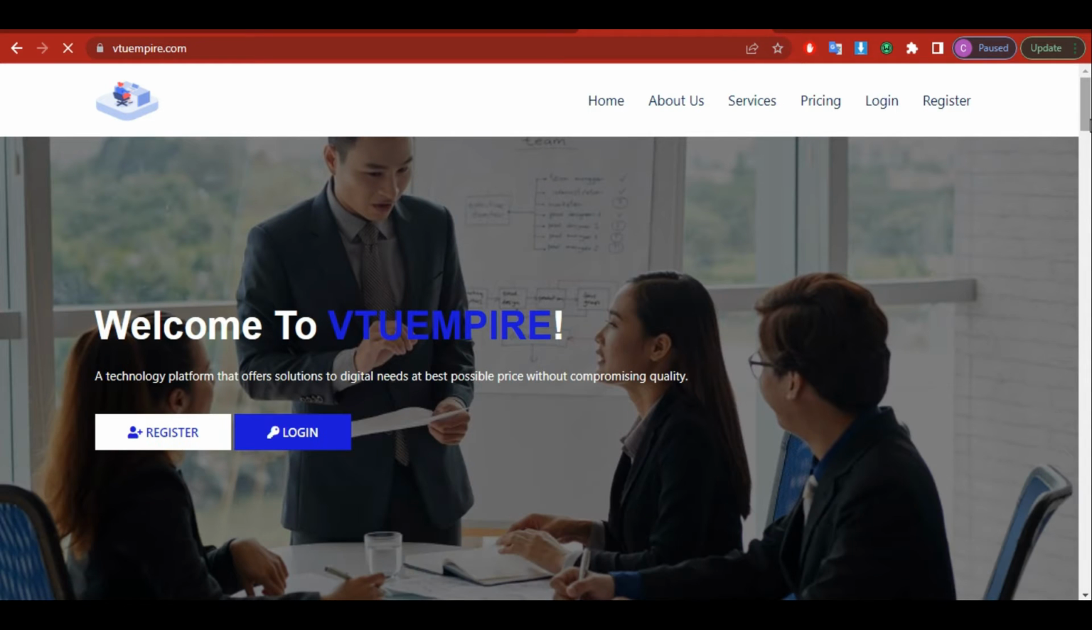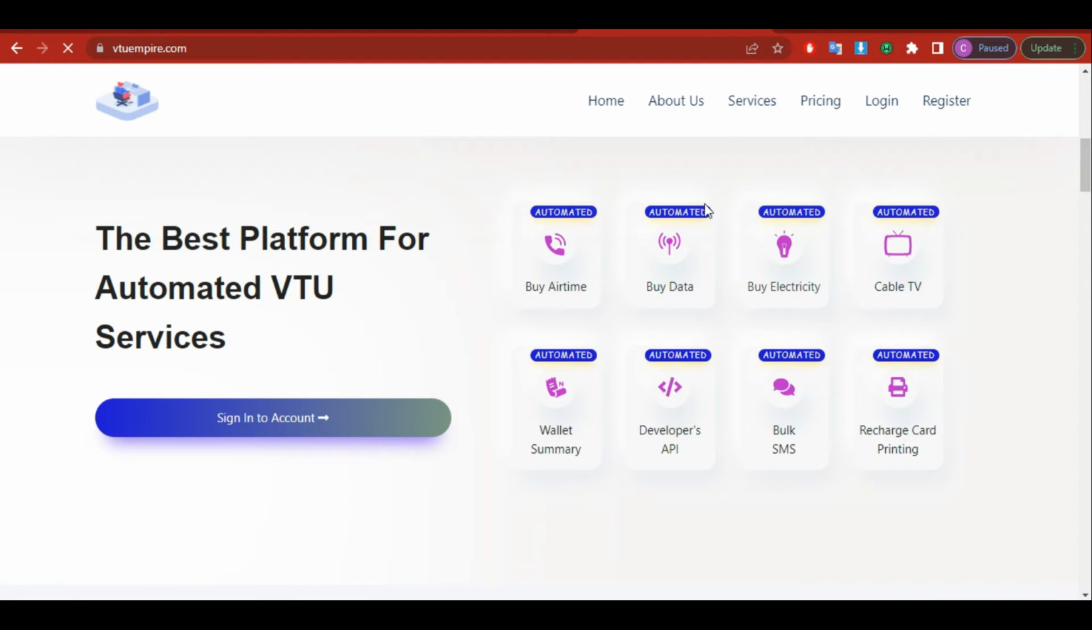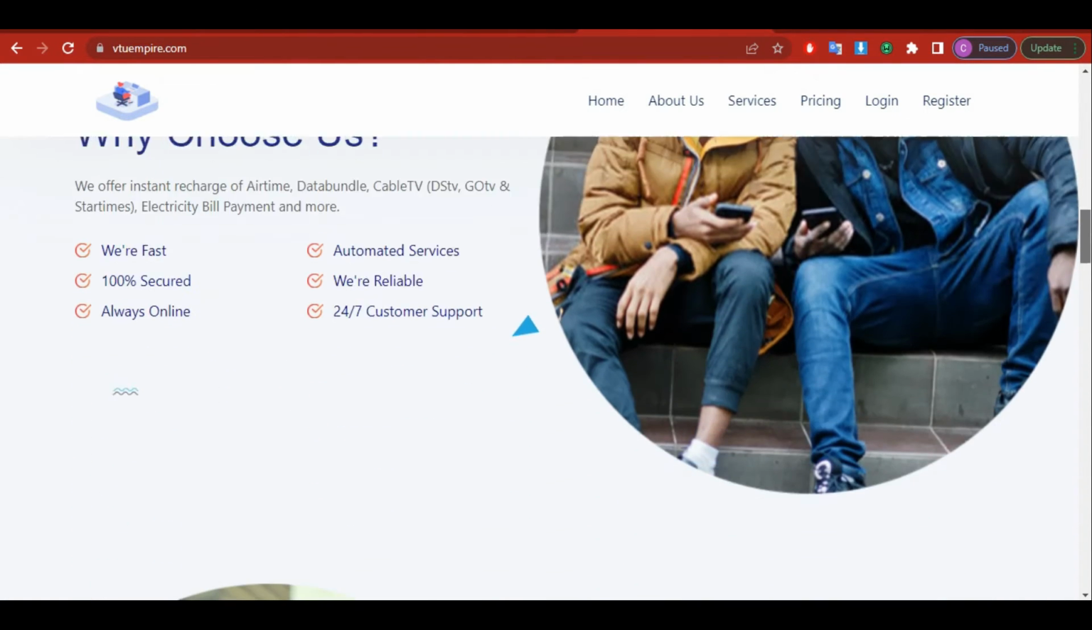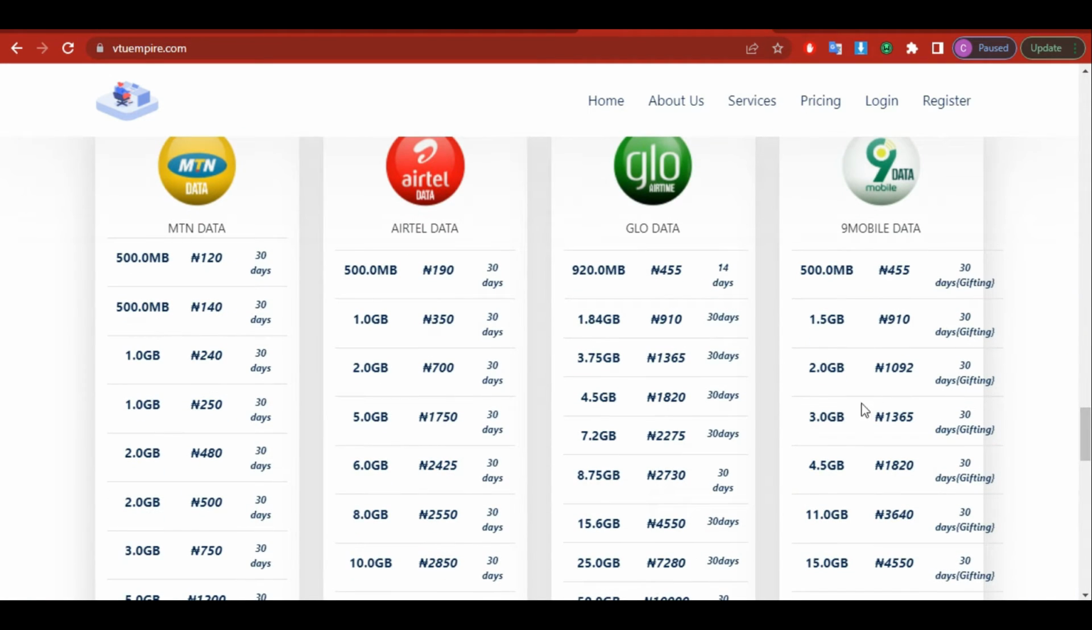You can see how it looks. What you can do on the website, you can buy airtime, you can buy data, buy electricity, cable TV, bulk SMS, and recharge card printing. So this is how it looks. So let's just go to where the pricing are. You can see MTN data 500 MB for 120, and this for 140. You can see this for 250, and so on and so forth. So this is the website.